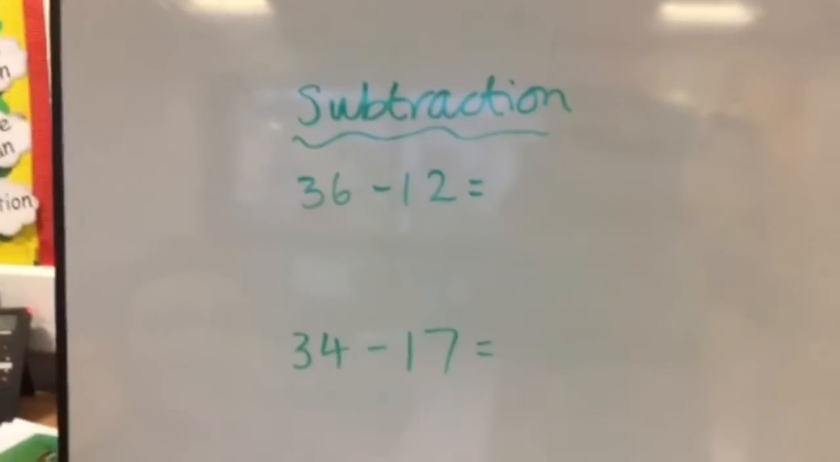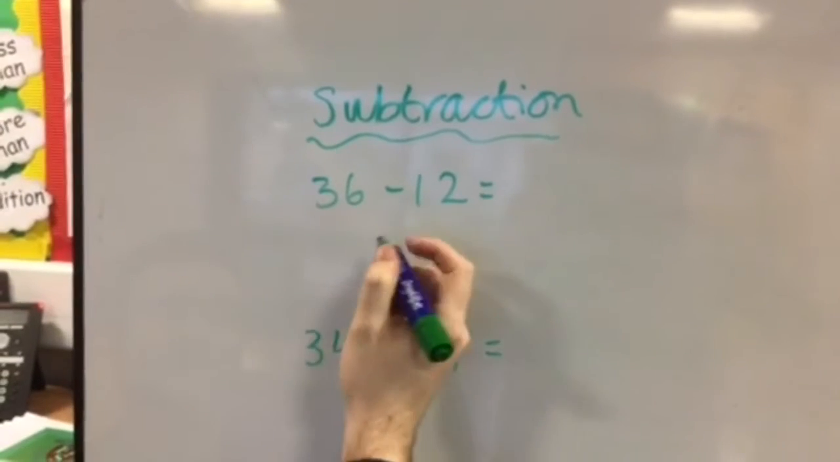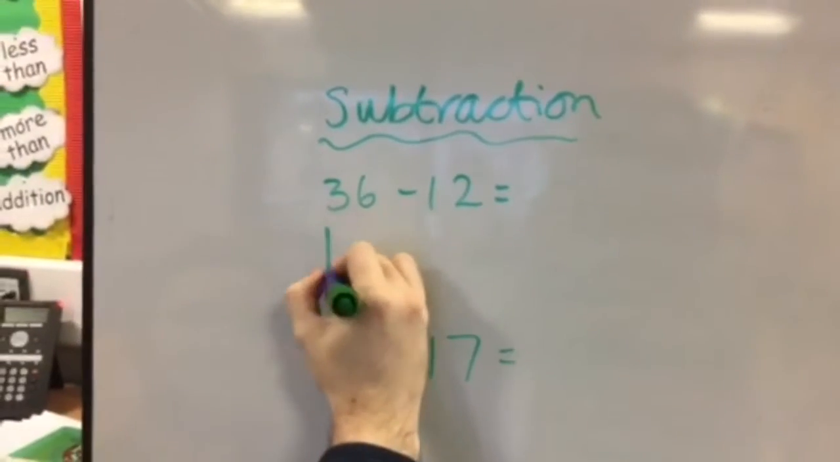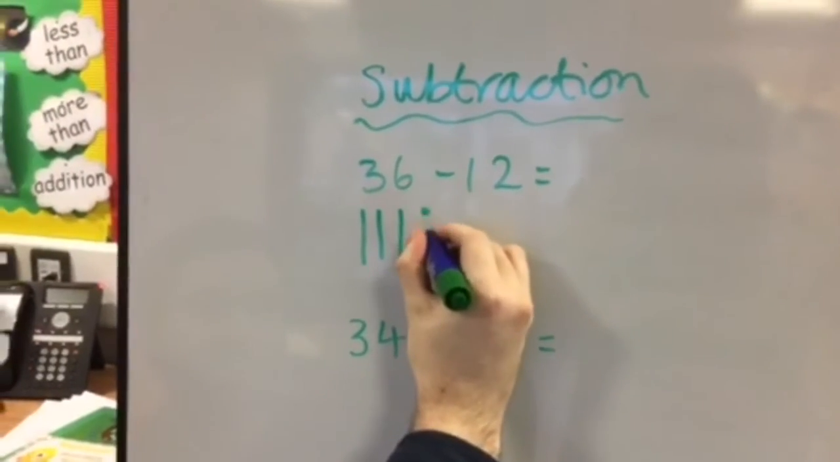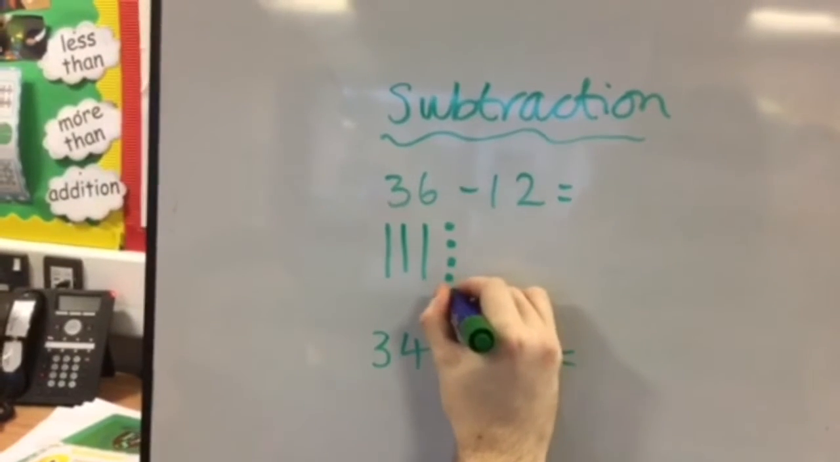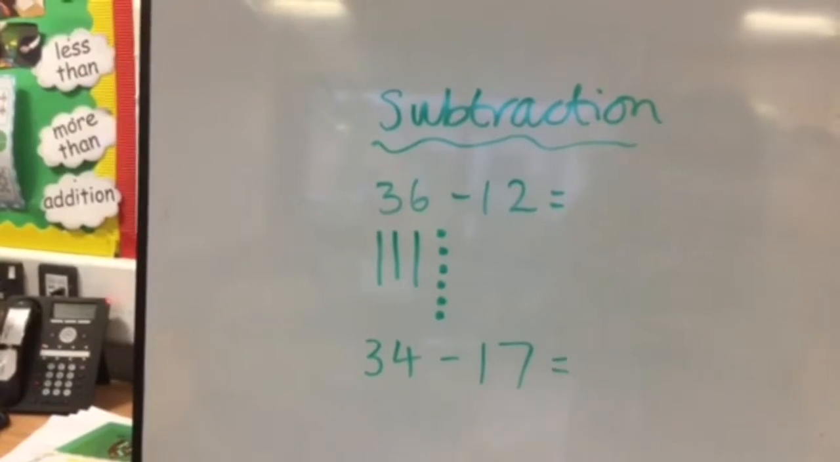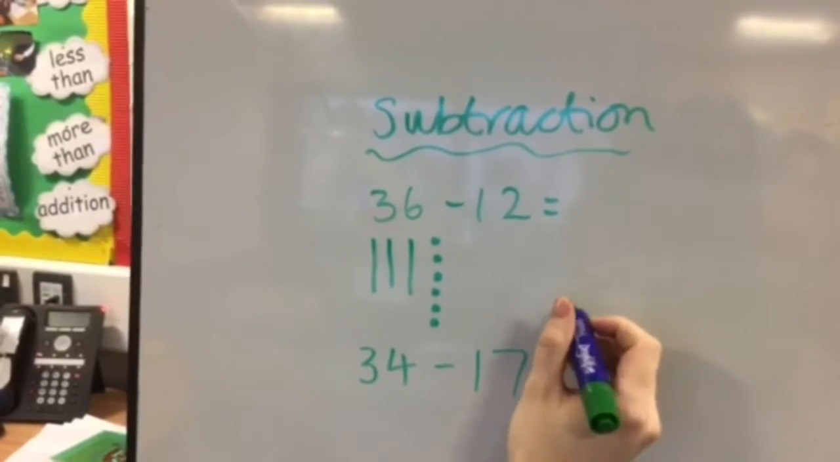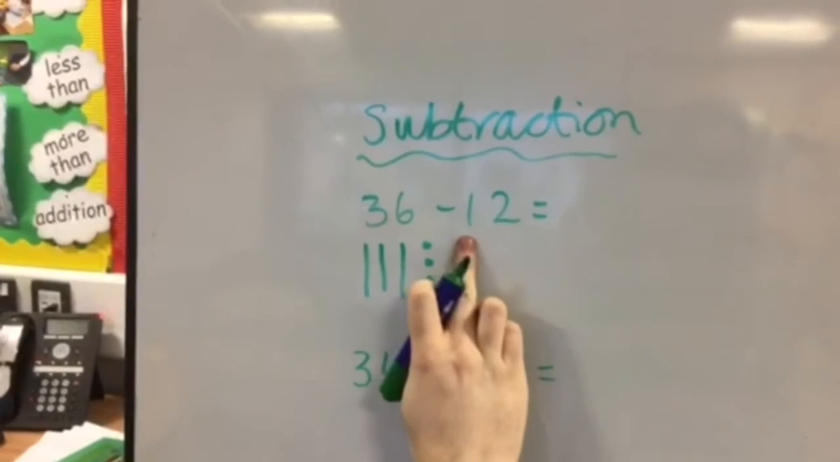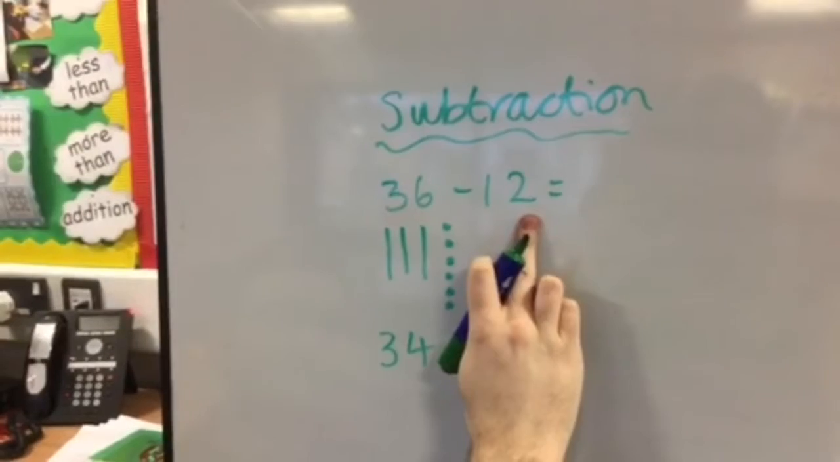Subtraction is a very similar method. We still represent our number as our tens and ones. So 36 becomes 10, 20, 30, 31, 32, 33, 34, 35, 36. But instead of adding on additional tens and ones, we're going to take them away. So here we need to take away a 10 and 2 ones.